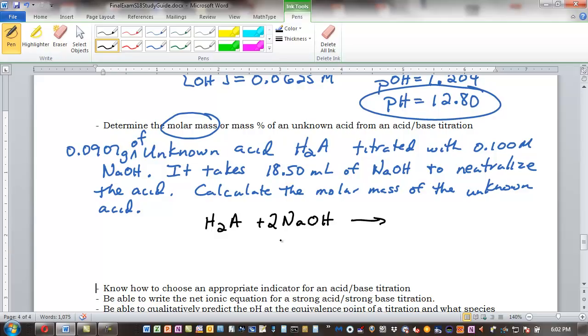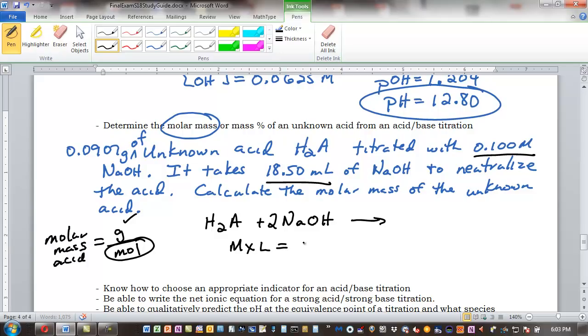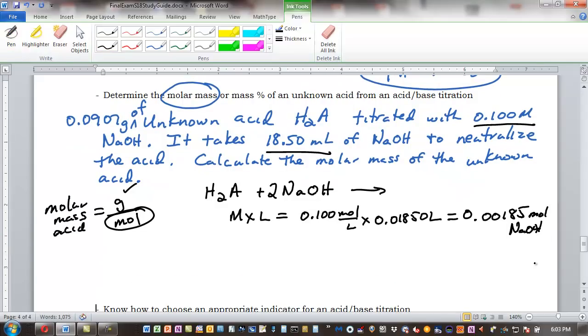So the next thing, I already heard, we need to get moles. So we have volume. We have molarity of the base. We want to get molar mass of that acid. So we need grams of that acid, and we need moles of that acid. So this is molar mass of the acid. Grams we're going to weigh out. Okay, so we have that, but we need to find moles. Calculate the molar mass. So molarity times liters. Divide by 1,000 to get to liters. That's NaOH.